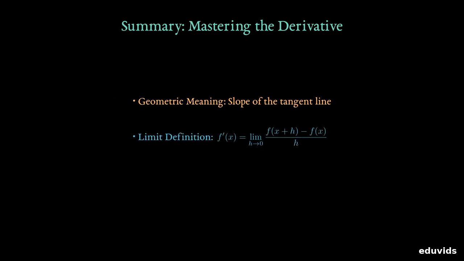The derivative is the bridge between a static shape and the motion that creates it. By shrinking the gap between points to nothing, we turn a simple slope calculation into a way to measure change at any single instant. You now have the tools to describe how anything in the world moves and grows.